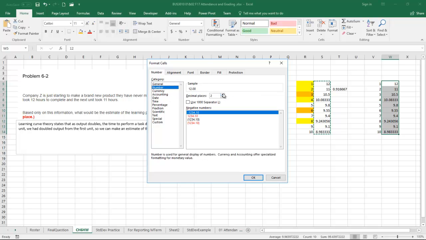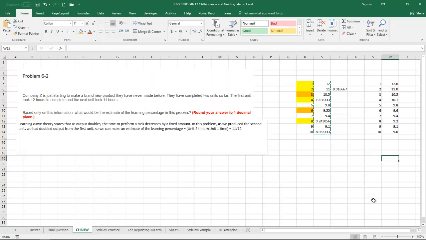Number, and we'll use how many hours? We'll just use one decimal place there. Just want to clean them up a little bit, okay?